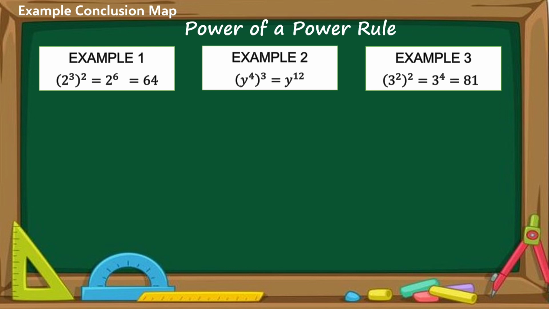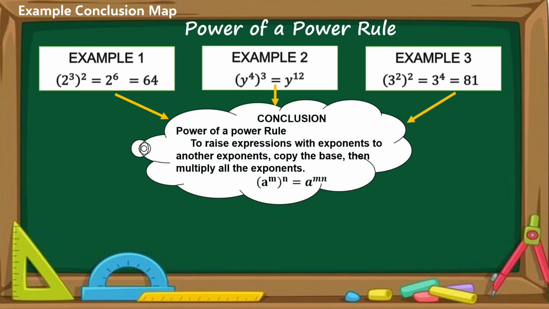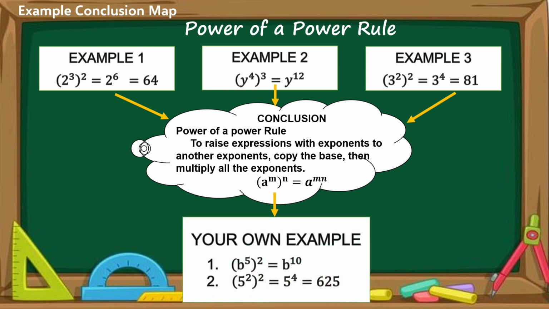Based on the examples given, we can come up with our conclusion as to raise expressions with exponents to another exponent. All you have to do is to copy the base, then multiply all the exponents. In symbol, it is written as a raised to m raised to n. It is equal to a raised to m times n. Again, a is our base, m and n are the exponents of the expressions. From this idea, we can have our own examples.